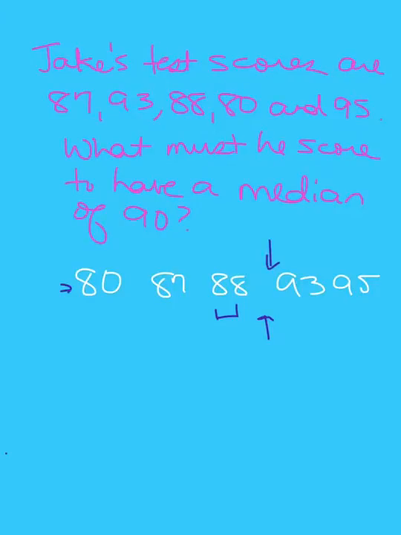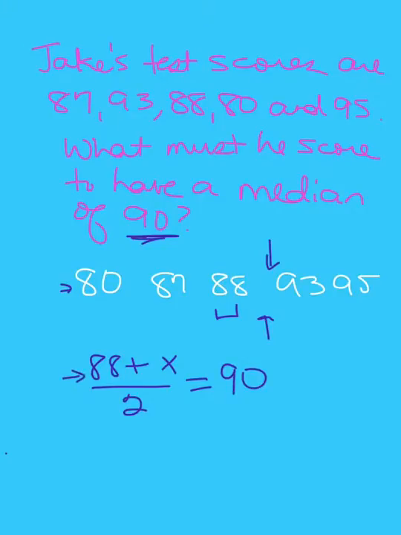Now remember, if I have an even number of scores and I want the middle number, I have to take the two middle numbers. I have 88, and I need to add that missing score, which I'm going to make x. I would divide those numbers by 2 to get my average, and in this case, I'm looking for a median score of 90. Because I have an even number, I have to take those two middle numbers and divide by 2, and again, my goal is to get a median of 90.